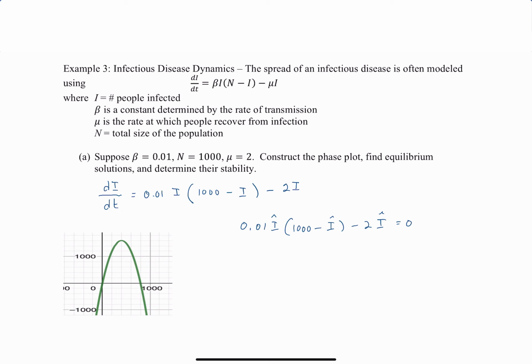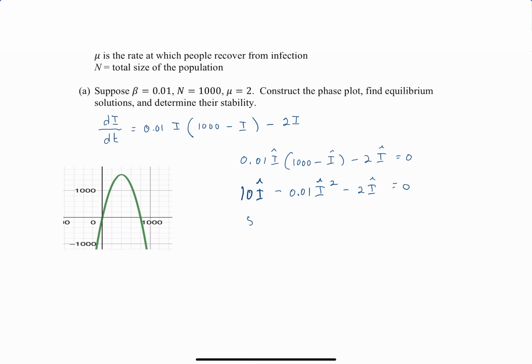I need to get this factored. I can tell it's not factored because of that minus sign right there. To do this, we'll distribute the 0.01 I hat into the parentheses. That will give 10 I hat minus 0.01 I hat squared minus 2 I hat equals 0. We'll combine like terms, which will give us 8 I hat minus 0.01 I hat squared equals 0. And now we can factor.